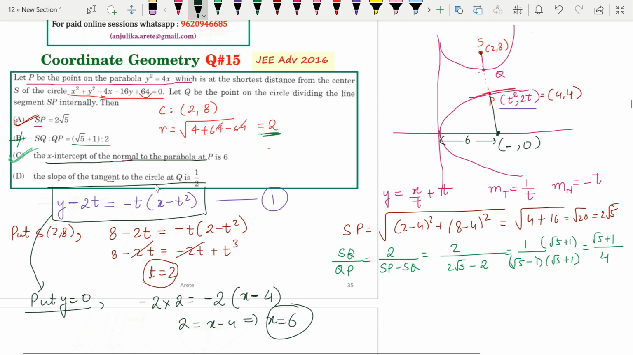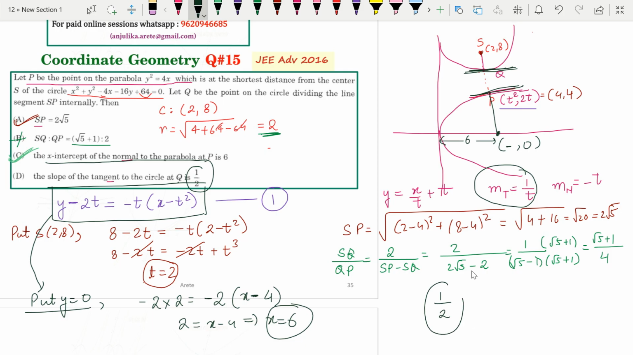Next, the slope of the tangent to the circle at Q is half. So they are asking what is the slope of the tangent at Q. Don't you think that these two lines are parallel? At P if you draw a tangent and at Q you draw a tangent, they are parallel lines. So whatever is the slope of this tangent is the same slope as here. And we said that the slope of the tangent is 1 by t, right? The t value we got to be 2, so the slope is half. So even this should be correct, right? Nice question. See you with another one.